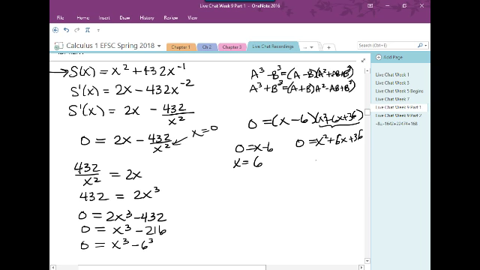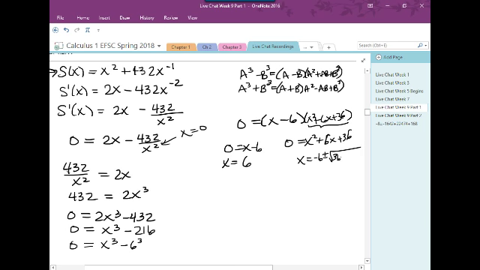All right, so x would be negative 6 plus or minus the square root of b squared, which is 36, minus 4 times 1 times 36. So you see how in the discriminant here under the radical we're going to get a negative. So this is not going to give us a real solution. So the only real number solution is going to be x equals 6.